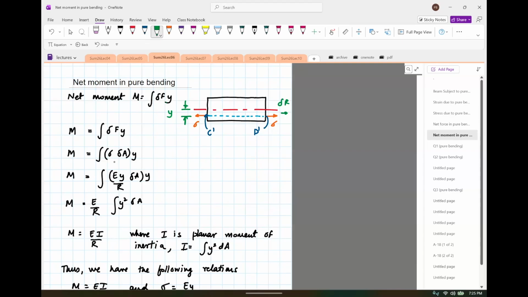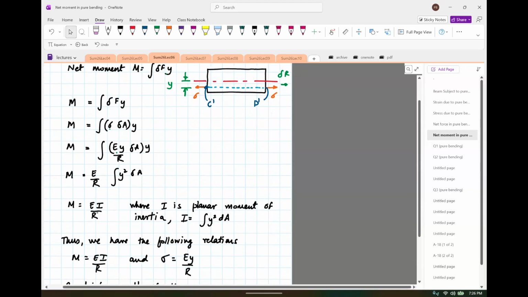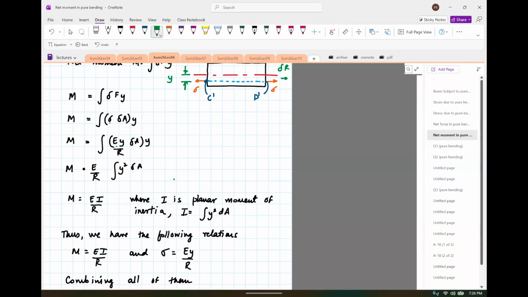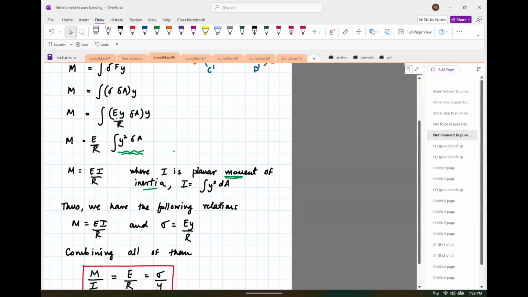You take the integral. So substitute dF as sigma dA, and for sigma substitute Ey divided by R, and you can pull out E and R because they're constants, and you're left with y squared dA. So it turns out that there's a very well-known formula for y squared dA. It's called the planar moment of inertia. Again, something which you might have done in a calculus class. This I is the planar moment of inertia, and there are tables which give you this formula.